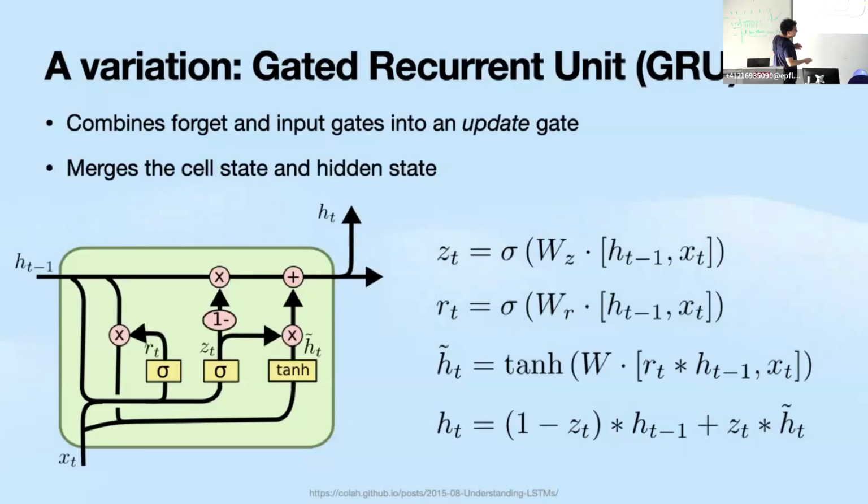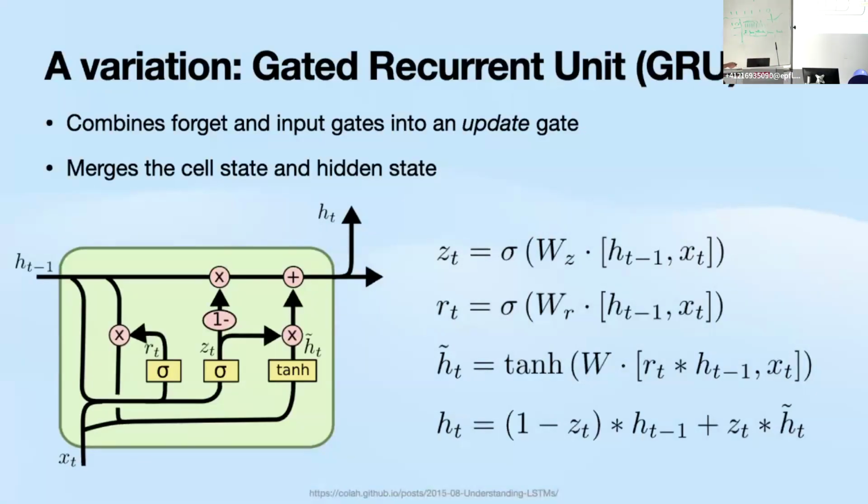And finally, we will have an update value that we will partly use, and partly use the previous H in order to find the H. You can see here, right? H of T is equal to Z of T times the new H of T plus 1 minus Z of T times the old H of T.